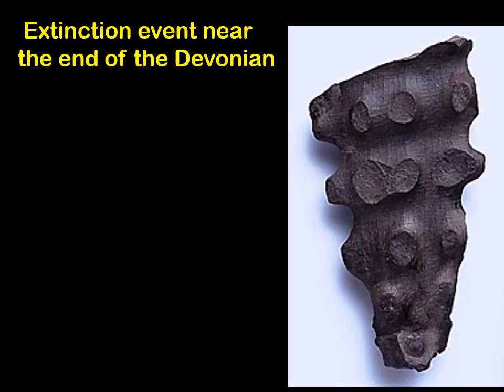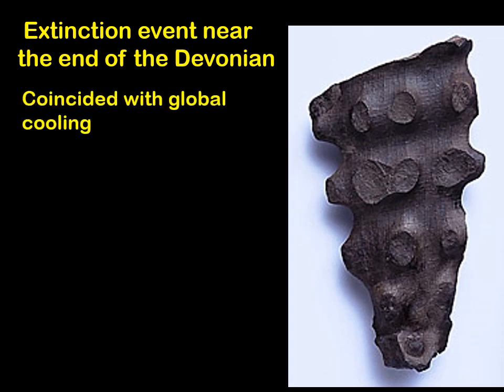At the end of the Devonian period, we have not really a single extinction event, but a series of extinction events. The big thing is that this coincides with global cooling. Remember, most of the continents are still down in the southern hemisphere to form Gondwana. And we start getting a Devonian ice age in Gondwana. Now, this is going to lower global sea level and cause global cooling.